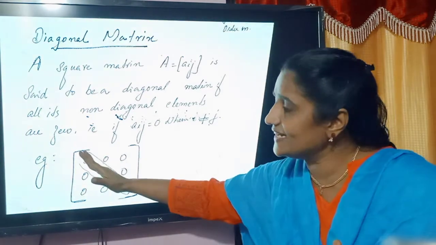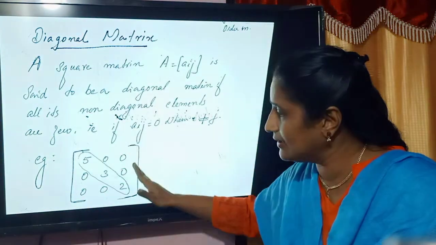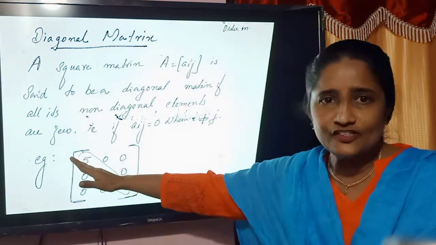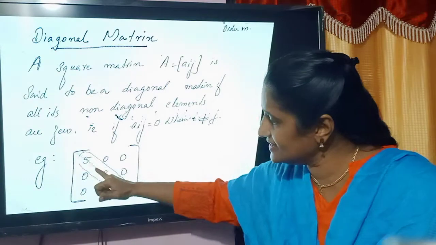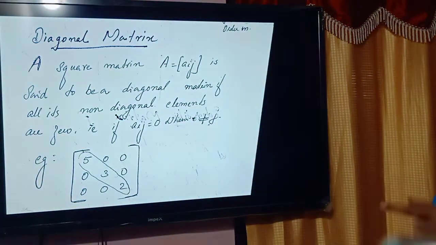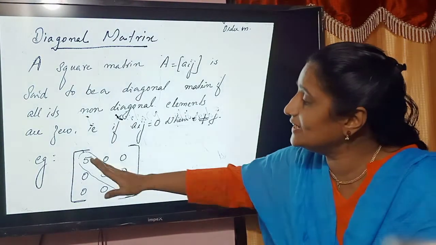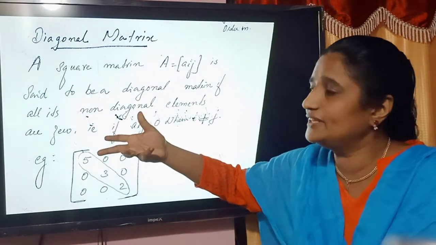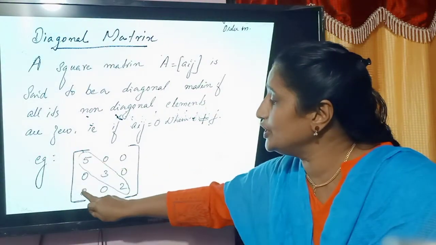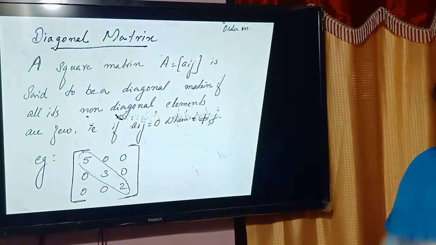See, this is the diagonal element. You know this is the shape of a square. You know how to draw the diagonal of a square? The same way, this is the diagonal. All the non-diagonal elements are 0. Only the diagonal elements, any number shall be there in the diagonal elements, and all the non-diagonal elements are 0, is called the diagonal matrix.